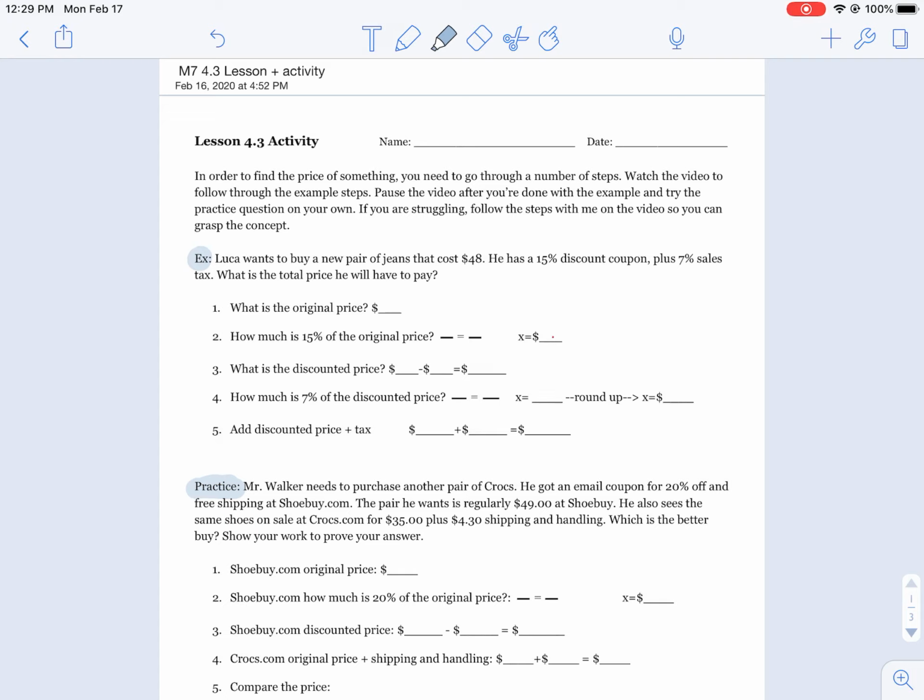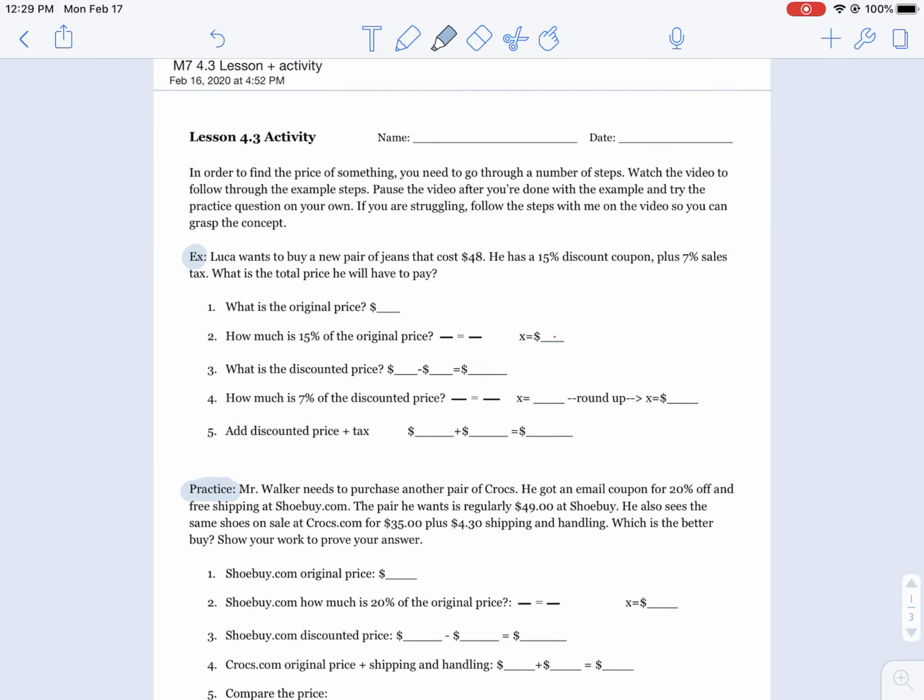Okay, so I'll go over from the top. In order to find the price of something, you need to go through a number of steps. Watch this video to follow through the example steps. Pause the video after you're done with the example and try the practice question on your own. If you're struggling, follow the steps with me on the video so you can grasp the concept. So basically what I just said.